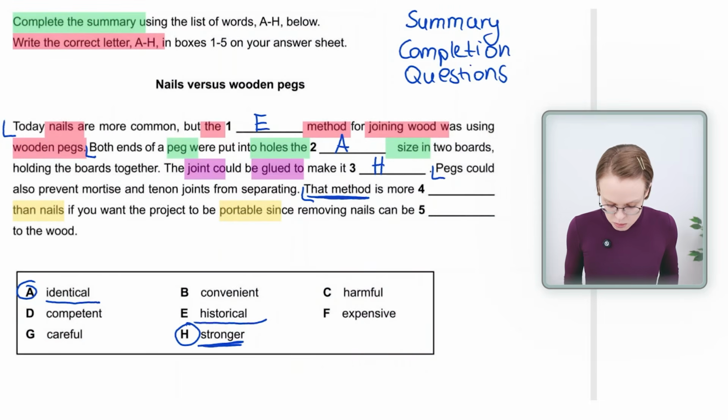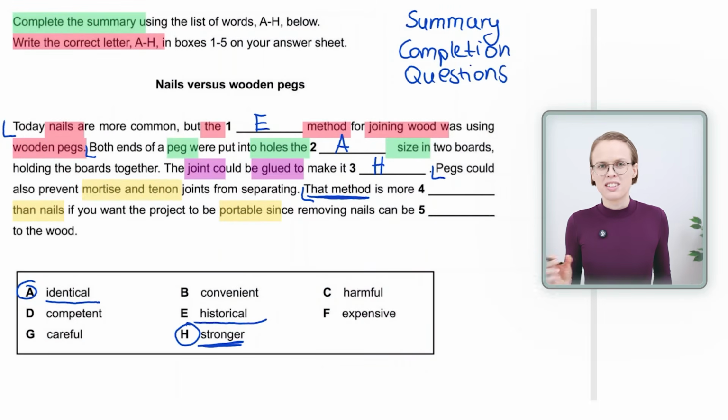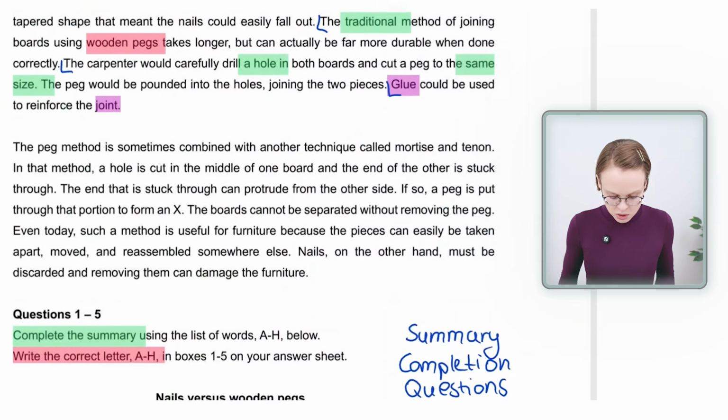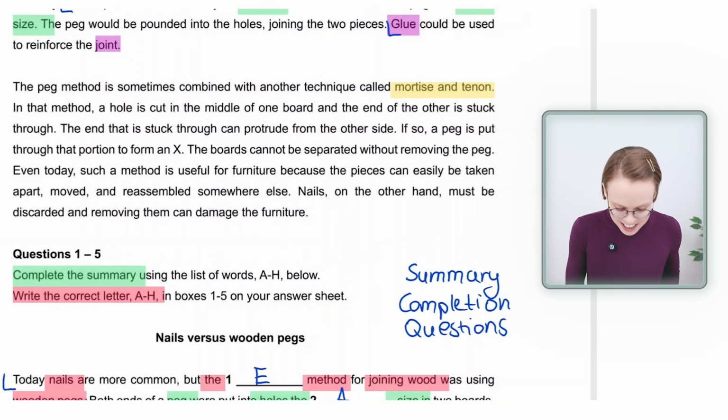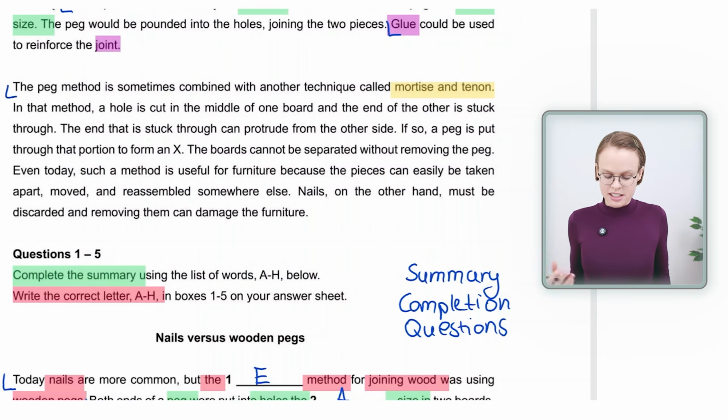By the way, guys, mortise and tenon are excellent keywords because they're likely not paraphrased, so you should be able to find them exactly like that in the passage. Let's have a look at the passage. Here it says mortise and tenon. So here we are. Let's read this sentence more closely. The peg method is sometimes combined with another technique called mortise and tenon.